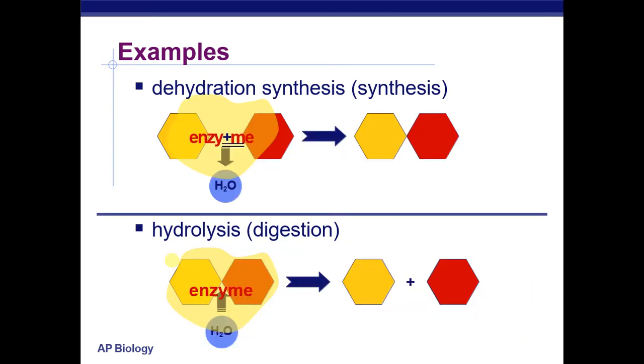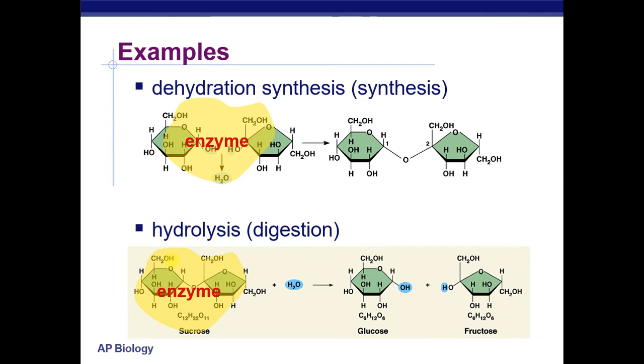So here's the same thing, but now instead of simple hexagons, I replaced them with the structures of some carbohydrates. So in these images on the top, we have two monosaccharides. This happens to be glucose and fructose being put together to make a disaccharide. This is sucrose. And on the bottom, we have sucrose going through hydrolysis to form glucose and fructose, just the opposite.